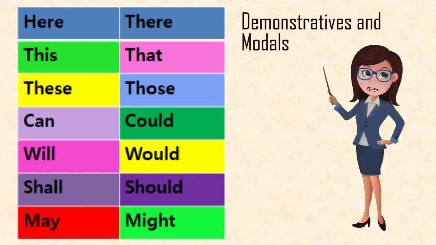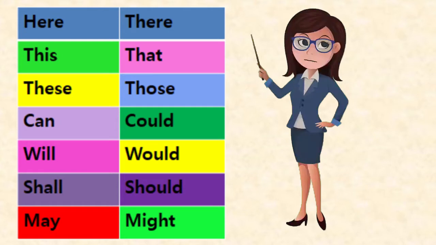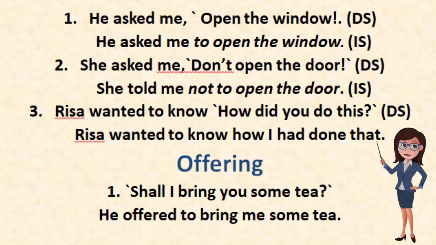Here I have the examples of modals. Can becomes could, will becomes would, shall becomes should, may becomes might. In reported speech, commands will use told and ordered, while requests will use asked. For example, "He asked me, open the window."